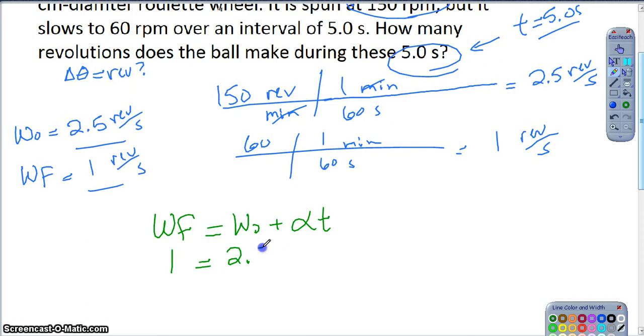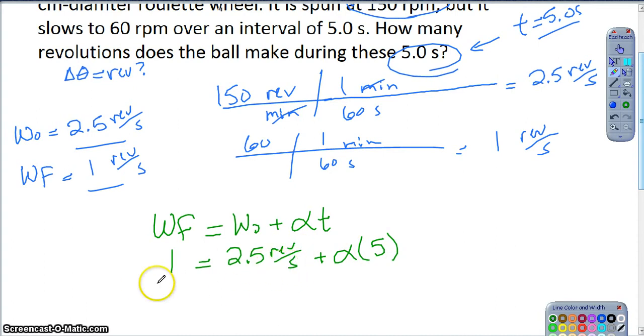I know my initial one is 2.5 revolutions per second. And then I'm looking for my acceleration, but I know my time is 5 seconds. So as long as these are in per seconds, I'm okay to use 5 seconds. Now again, if these units were something different than per seconds, I'd run into an issue.